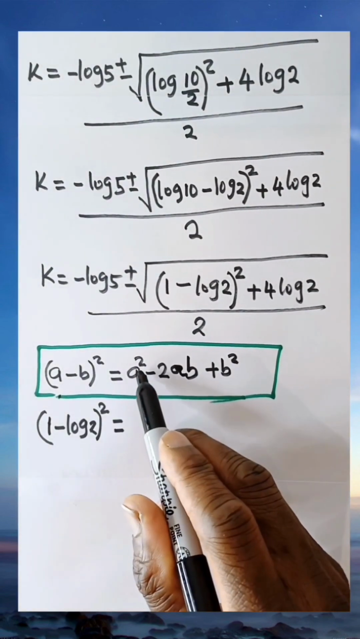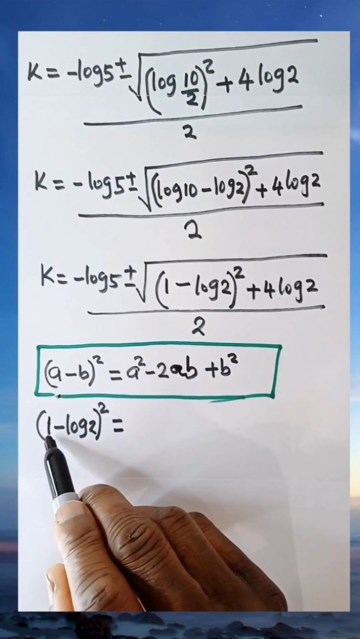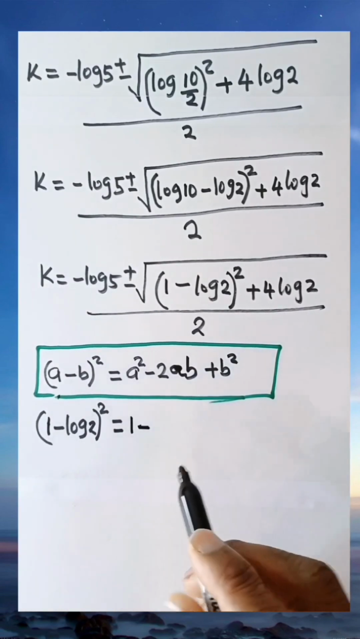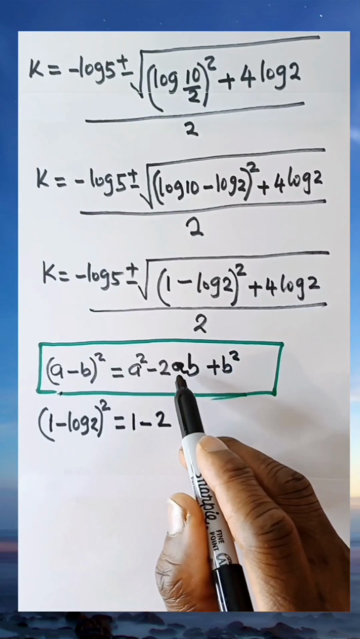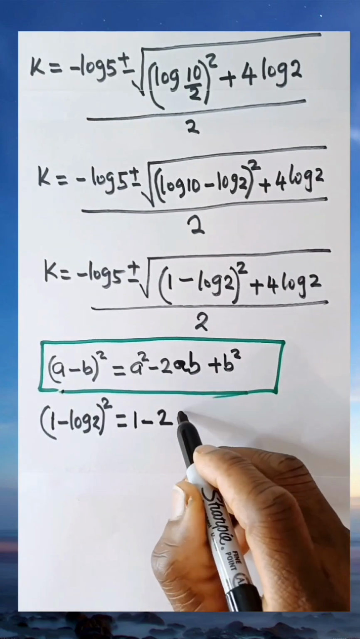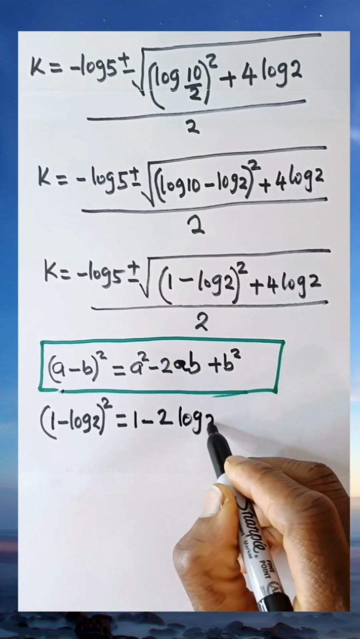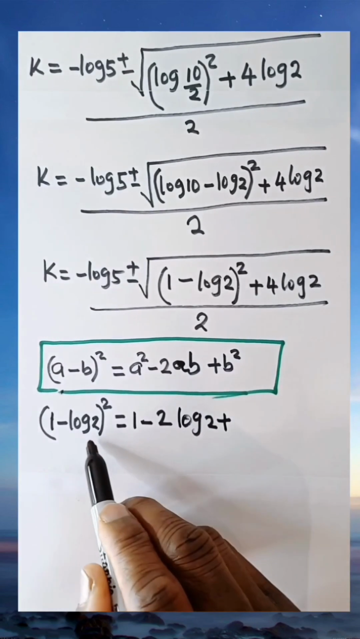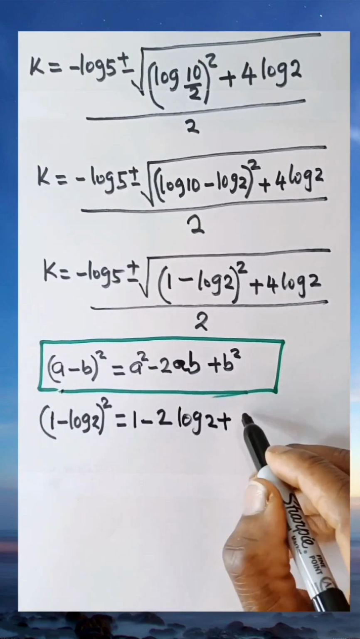Here we have A squared. A is represented by 1. So 1 squared is going to give us 1. Then minus 2AB, that is 1 times log 2, that is going to give us log 2. Plus B squared. B squared is log 2 squared.